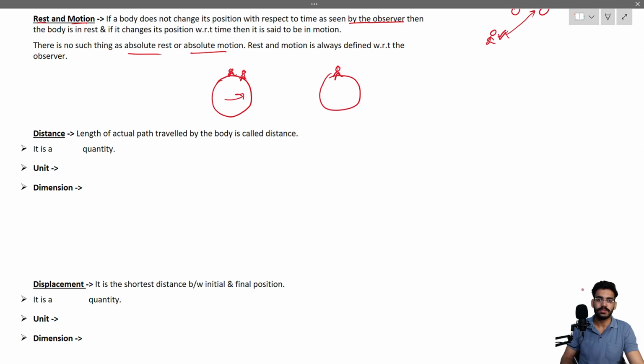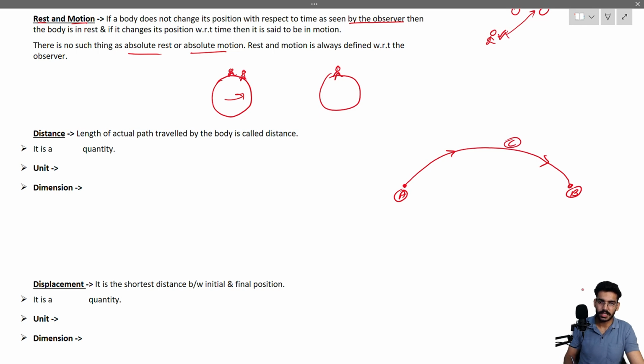Distance is the length of the actual path traveled by the body. So let's say this point is A. You are starting from A, going like this, and reaching the point B. Let's mark a general point C on the way.